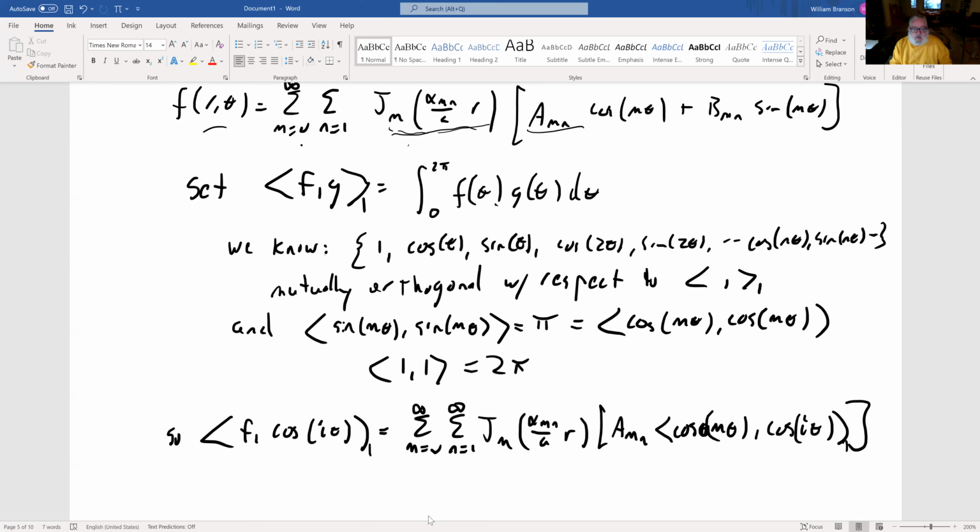This is a constant. Cosine m theta, when we take the inner product of that, we have to think about whether or not m is equal to I. But we know that when you take the inner product of cosine I theta with sine m theta, you definitely get 0. So you end up with just these terms. And we know that cosine I theta inner product with cosine m theta equals 0 unless m equals I.